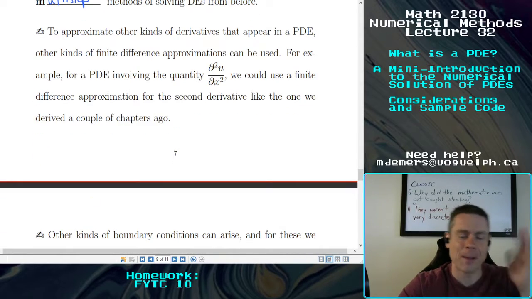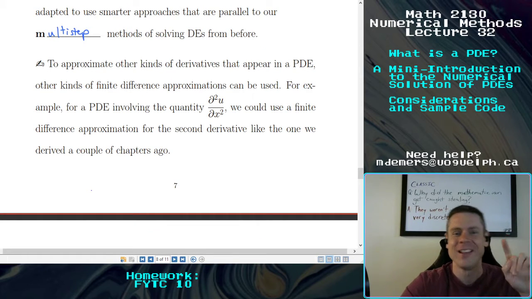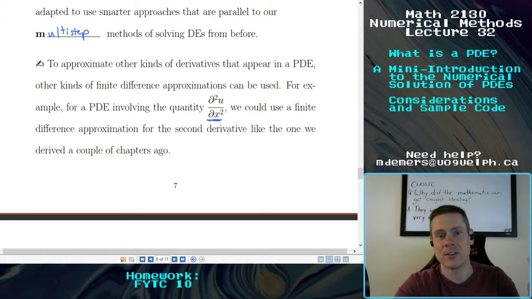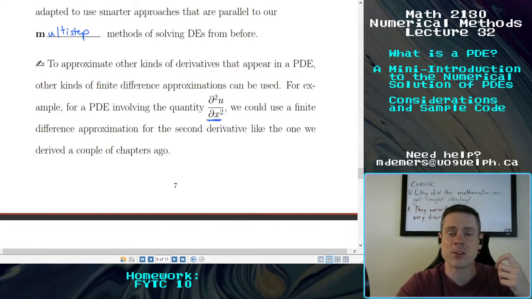There are a couple still things that I want to talk about. You can have PDEs that involve second derivatives, and so you could just use different kinds of difference approximations. We did talk about a difference approximation for a second derivative back when we did those notes, and you could use that here too.